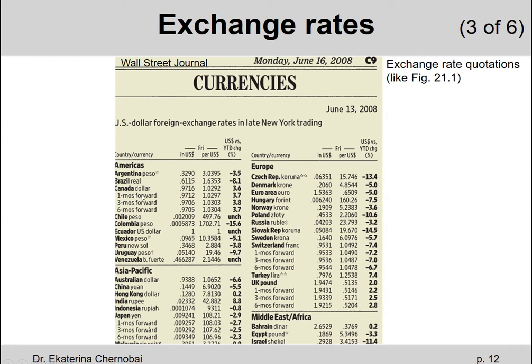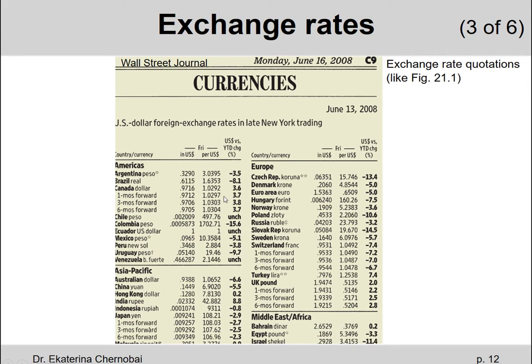We have different countries' currencies, and different countries are also grouped by world region. Americas, which have Argentina, Canada, Mexico, and so on. We have Asia Pacific, which includes Australia, Hong Kong, India, Japan. We have Europe, which has the Czech Republic, the Euro area, Russia, Turkey, and so on. And we also have the Middle East and Africa, which has Egypt, Israel, and other countries.